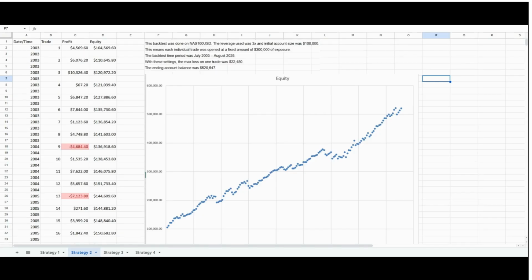This backtest was done on NAS 100 USD. The leverage used was 3 times, and initial account size was $100,000. This means each individual trade was opened at a fixed amount of $300,000 of exposure. The backtest time period was July 2003 to August 2025. With these settings, the max loss on one trade was $22,480. The ending account balance was $520,647.